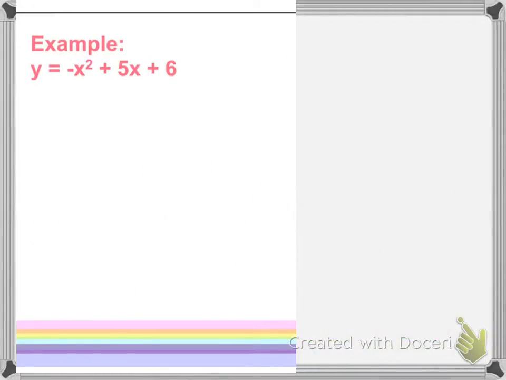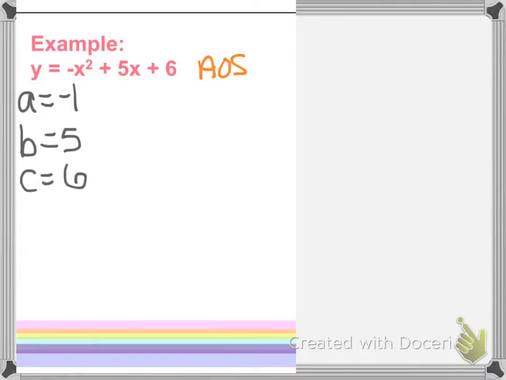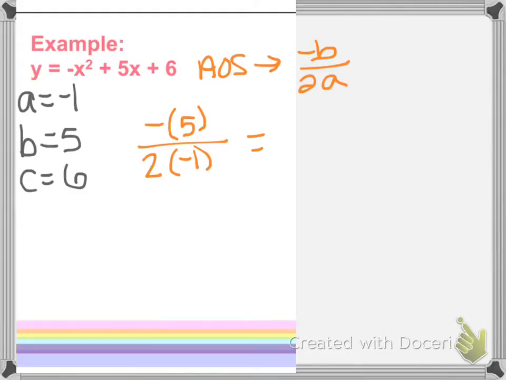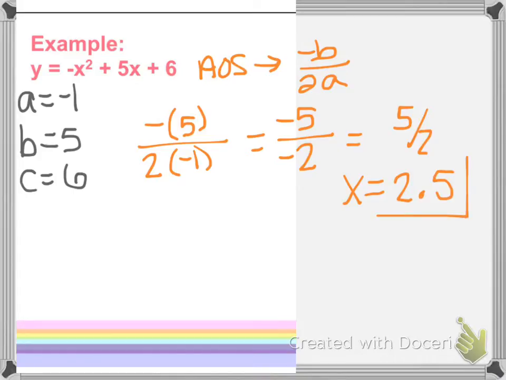Last one. Again, a, in this case, is -1. B is 5, and c is 6, just from the numbers in my equation. Axis of symmetry, AOS, I find using the formula -b over 2a. Plug them in. Negative parentheses, b is 5, over 2 parentheses, a is -1. Simplify it. -5 over -2 is a positive 5 over 2, or positive 2.5. So x equals 2.5. That's my axis of symmetry.